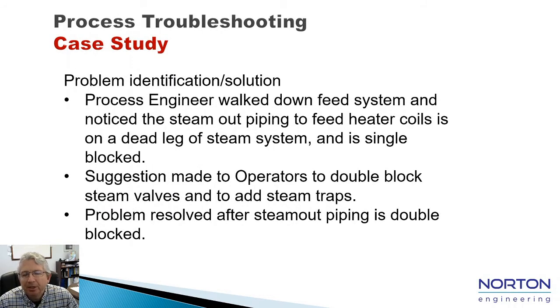Finally, a process engineer was able to figure out what was causing these upsets. He walked down the feed system, and he noticed that the steam out piping present on each of the feed heater coil system control valves was on a dead leg of the steam system, and there was only a single block valve between that steam line and the feed system.